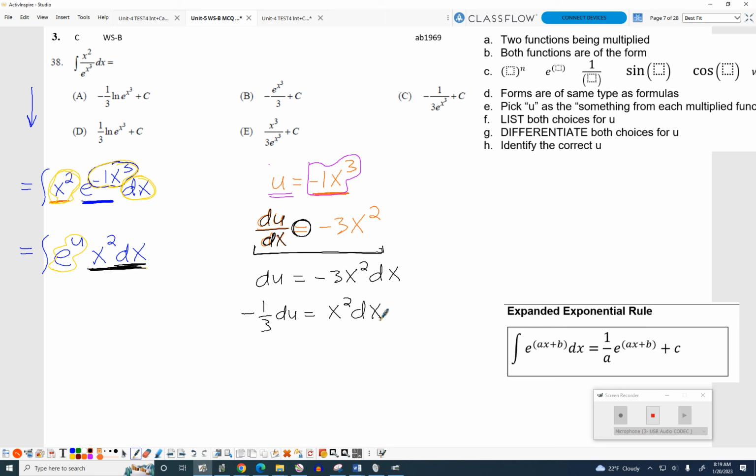I have successfully found the other item that needs substituting. Right there. So I do that step. Equal again. Antiderivative, e to the u, multiplied by, don't forget the parenthesis, negative 1/3 du. We have successfully transformed an antiderivative where everything involved x to an antiderivative where everything involves u.